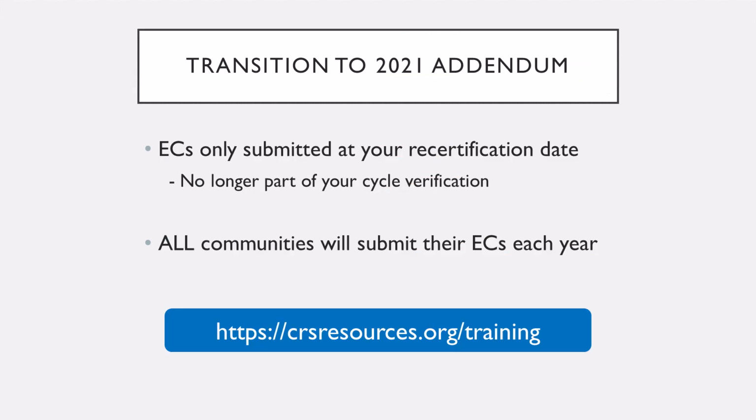In addition to checking that ECs are filled out correctly, the timing of EC submittal is important for CRS communities. Changes from the 2021 CRS Addendum affect when communities submit ECs. ECs are no longer submitted with your cycle verification. They are now submitted by all communities annually at your recertification date. Every community will have to submit them no matter when you just cycled, regardless of if you are currently in a cycle or have one coming up later in the year. These points are crucial for continued participation with the CRS program.